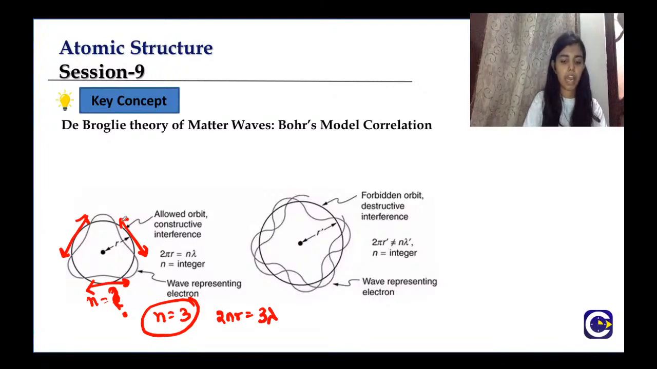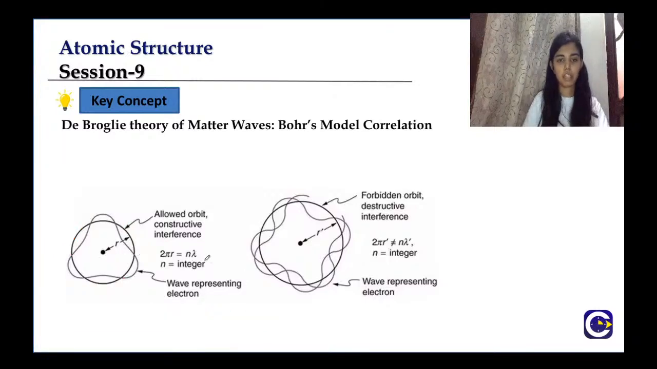Now we are considering what is the basic nature of the matter waves, right? We are considering here the two possibilities. Here we see what is the allowed orbit and what is the forbidden orbit in which the particular electron can revolve. In the first one, n was equal to 3. So this is the allowed orbit, because there is constructive interference. Constructive interference we have already done before, what is constructive and what is destructive interference.